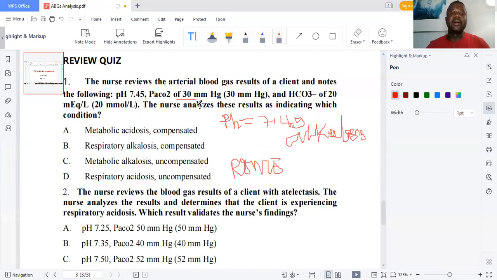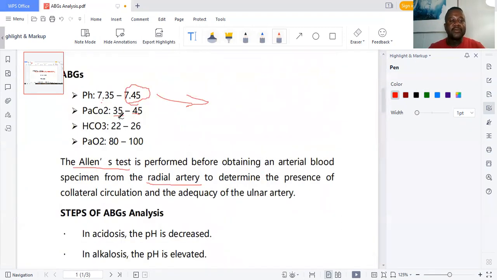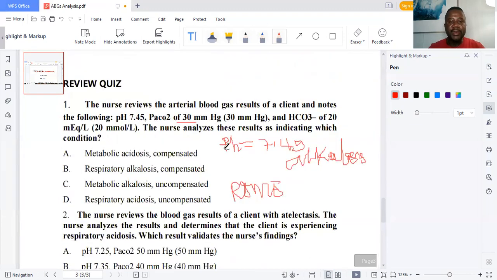Opposite means when pH is high, carbon dioxide should be low. What is the range for carbon dioxide? Go back here. Carbon dioxide says 35 to 45. And our carbon dioxide is 30, means it is low, right? So they are in the opposite direction. So this formula holds for them, right? This is a respiratory condition because carbon dioxide is 30.